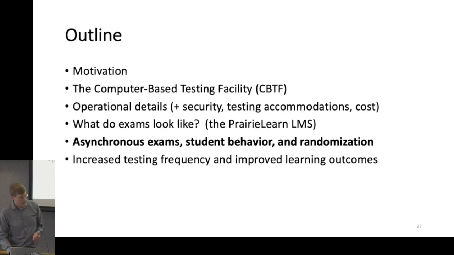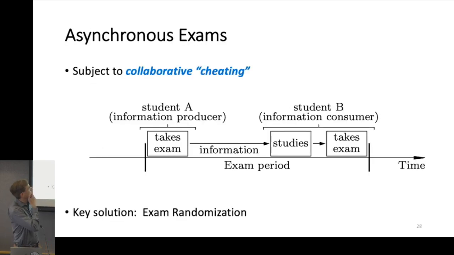Okay, so let me tell you a little about the science of things. One of our main objectives, people are like, oh, I don't want to dumb down my exam. The next main objective that people have is they're like, oh, asynchronous exams, aren't students gonna cheat? The standard concern is that if there's an exam period, one student takes the exam, and then they can tell another student what was on their exam, and they can study and then take the exam. We refer to this as collaborative cheating, and the key thing that we do to address this is randomizing the exams.